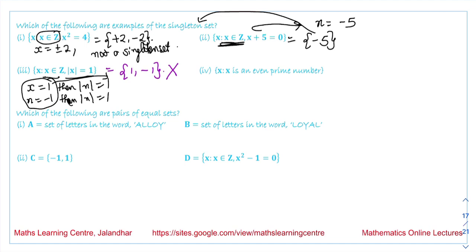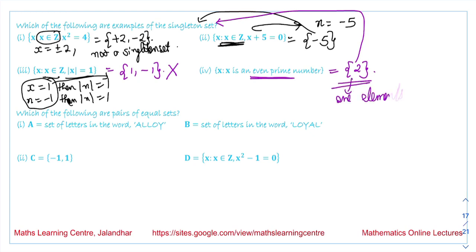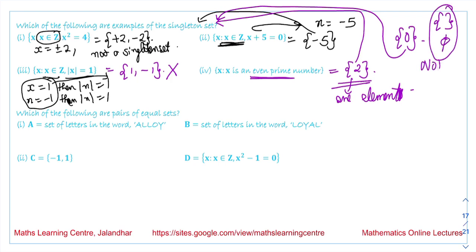Next is x is an even prime number. If we are talking about even prime numbers, 2 is the only even prime number. So this is a singleton set because it contains only one element. So if we are talking about this set {0}, this is also a singleton set. But when we are talking about this empty set or phi, these are not singleton sets.